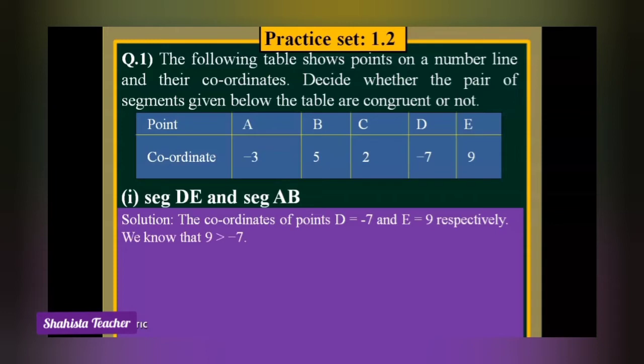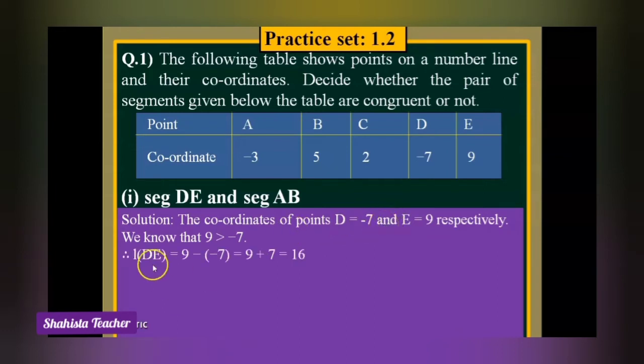So here we will write, as I taught you before, that 9 is greater than -7, because 9 is a positive number and -7 is a negative number. So here we will put segment DE is equal to 9 minus -7. Minus is for calculating distance.